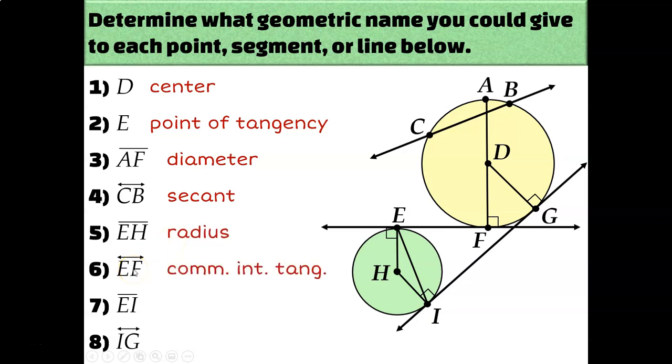EF is a common internal tangent. Even though we don't have this segment drawn that connects the two centers of the circle, we could envision that it was there and see that line EF intersects that segment, therefore it would be considered a common internal tangent. EI is a segment that connects 2 points on the circle, but it does not pass through the center, so we would call that a chord. And IG is tangent to both of these circles, but it does not intersect the segment that connects the centers, so we would call that a common external tangent.